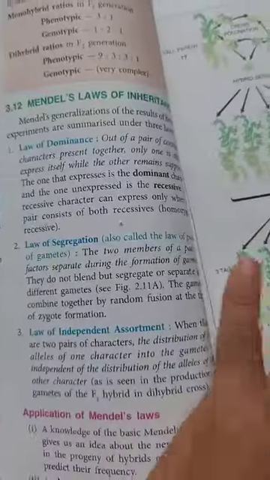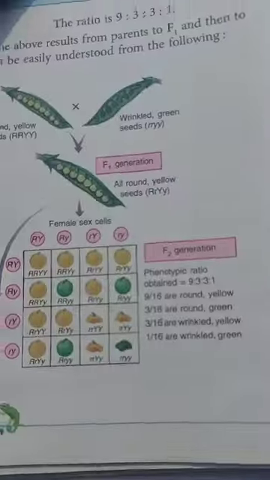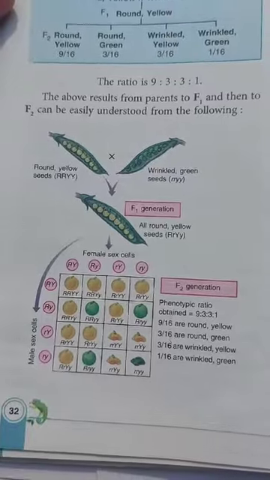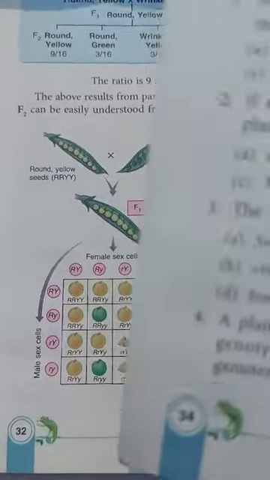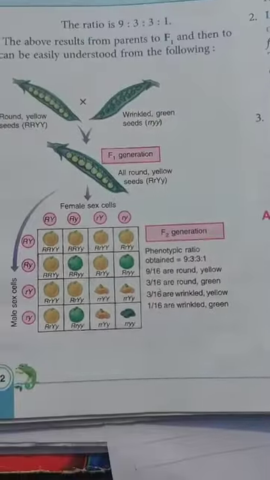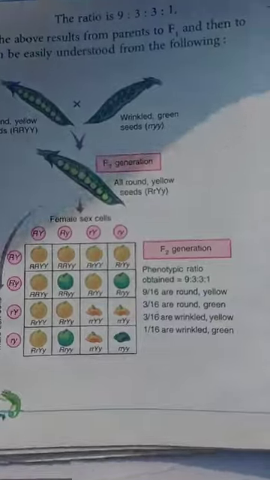Here see the particular cross which I was just showing, it is being depicted here. The round yellow seed and the wrinkled green seed. Both types of characters in the particular dihybrid cross. You all could see or refer to your book.